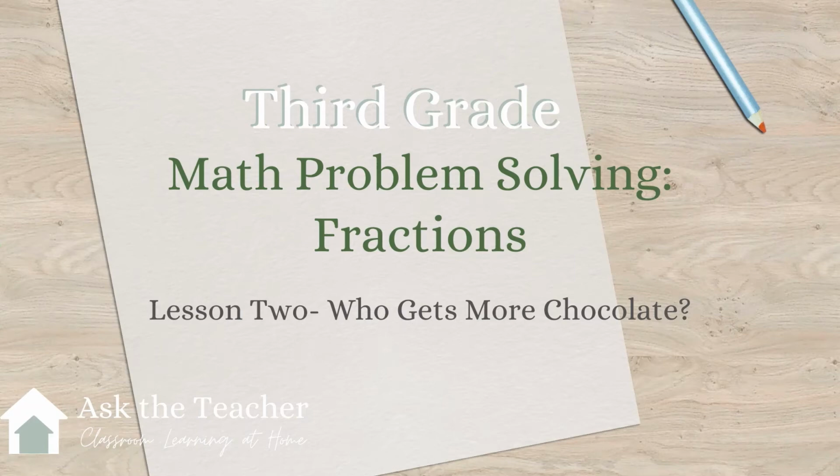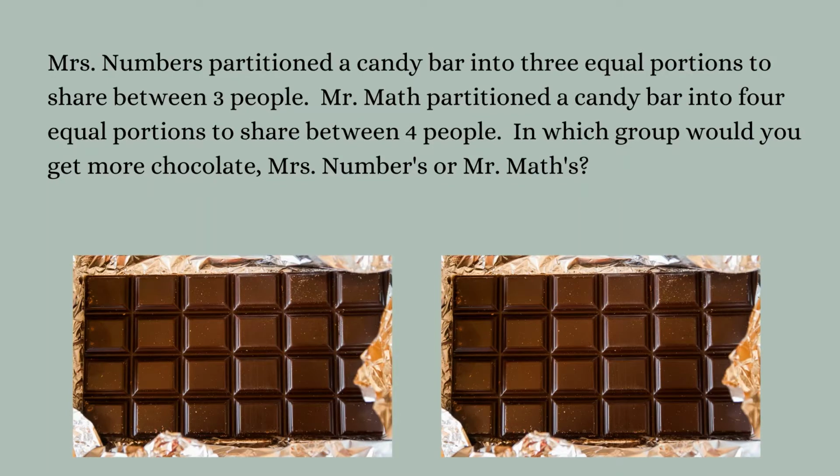We are about to solve a fun third grade fraction problem, which is our second lesson involving sharing chocolate. This time we find out which group of kids gets more chocolate. Let's get started. Here we have two delicious candy bars that are the same size and the same shape. Let's read the question and find out what's going on with this chocolate.